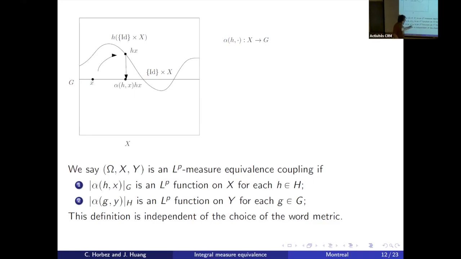Another comment is that L1 metric equivalence is also called an integral metric equivalence. This is a definition which takes the word metric of the group into consideration. It's like saying that the coupling between these two groups does not disturb the word metric of the group too much. So I think that equality is the strongest sometimes.